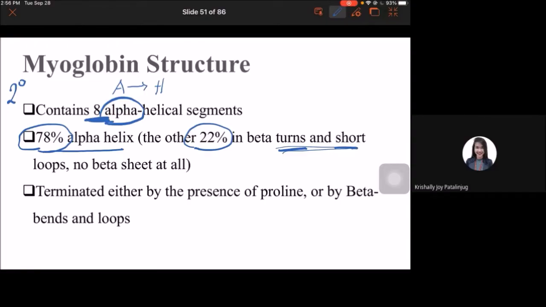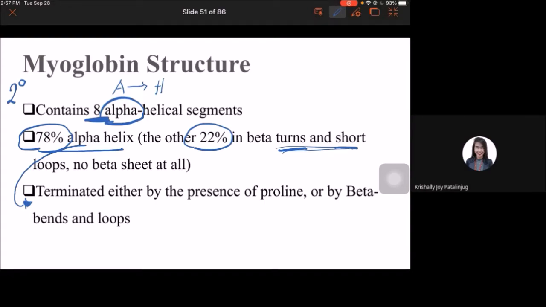Okay? And since we're talking about alpha helix here, recall that there are certain amino acids that favor destruction of the alpha helix. Naalala? I repeat, there are certain amino acids that favor the disruption, or the destruction, of the alpha helix. That is why hindi sila makikita sa mismong myoglobin structure.